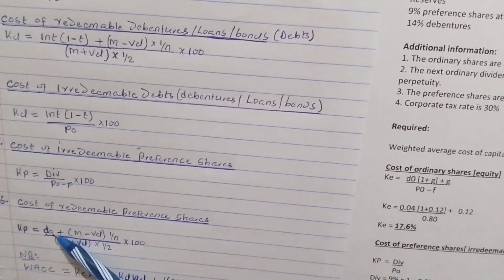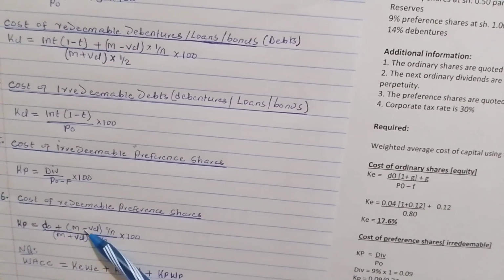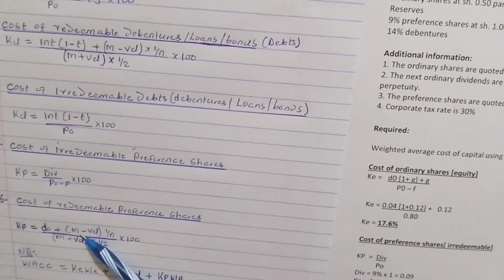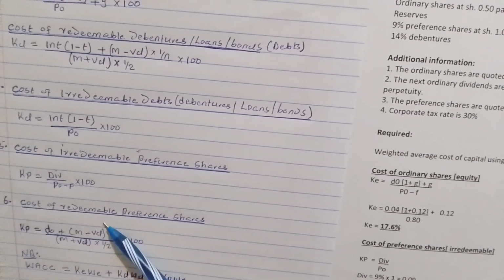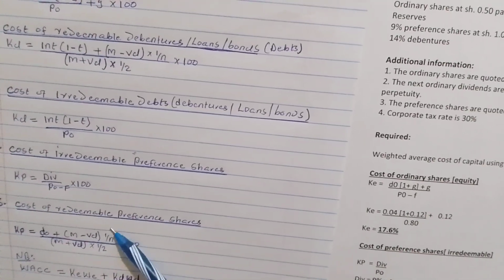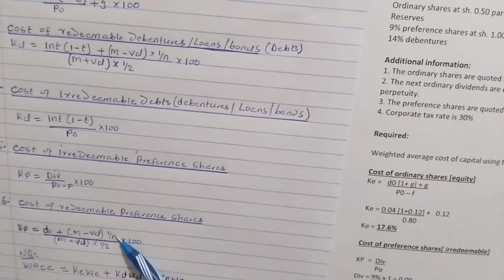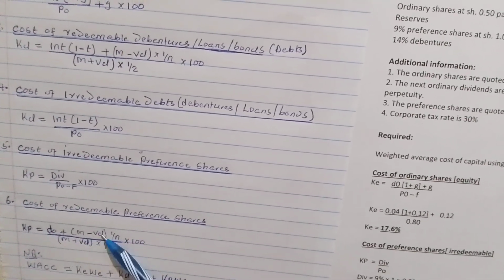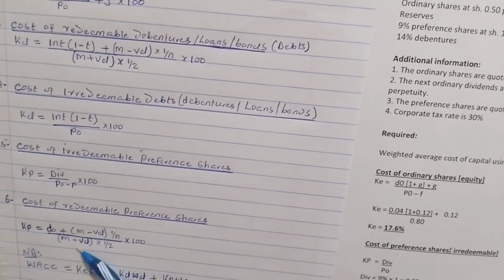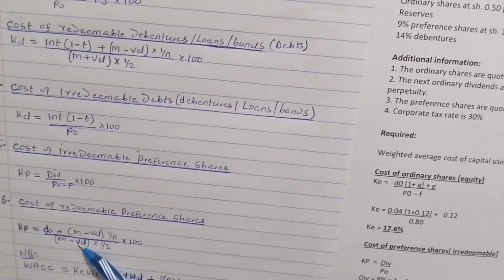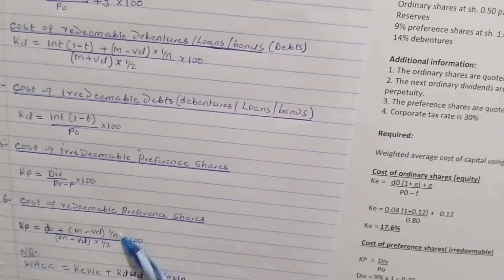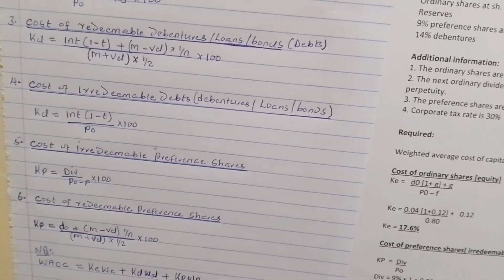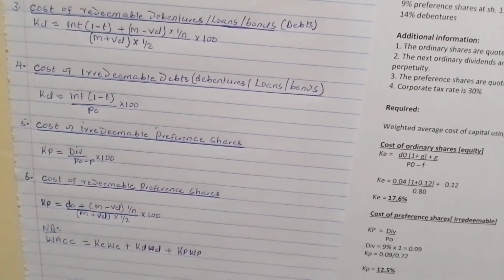So dividends, there's D naught plus par value minus market value, you multiply by 1 over maturity period divided by par value plus market value, then you multiply by 1 over 2, then you times 100.